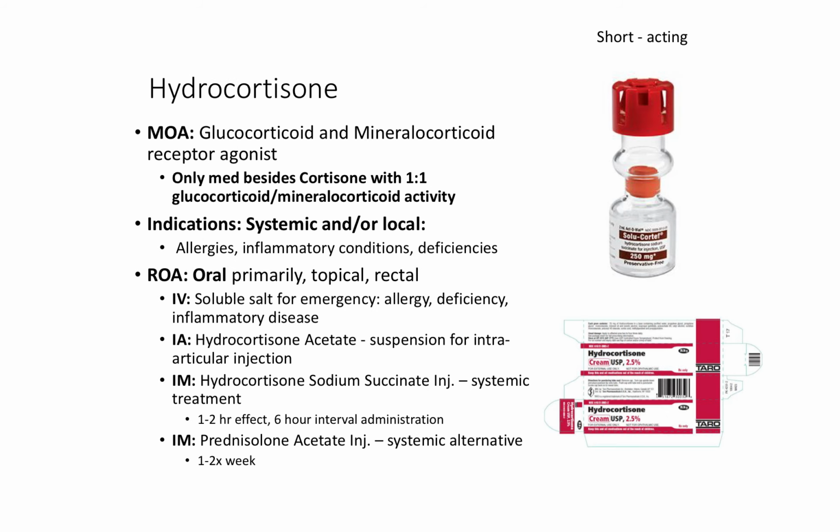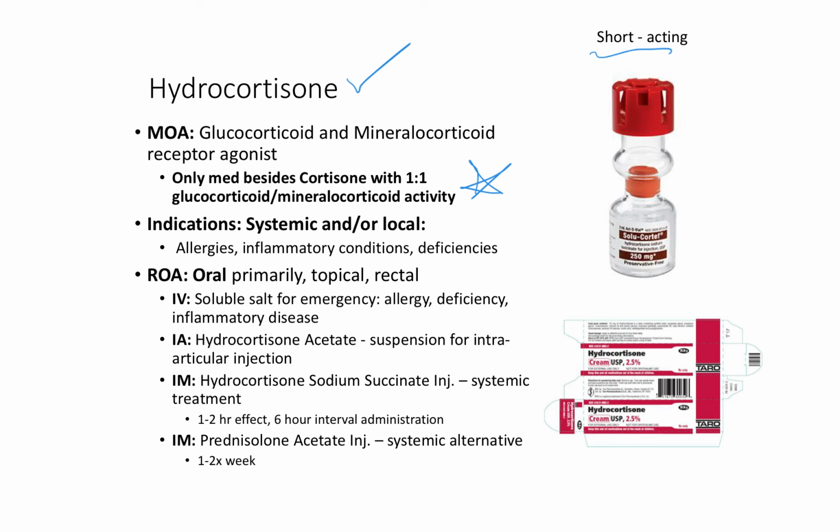So going through those medications that were on the table that I showed you before, let's talk about drugs that are used as glucocorticoid and mineralocorticoid agonists first. We'll start with hydrocortisone. And remember, hydrocortisone is the closest to cortisone, which is the precursor to cortisol in our body natively. This is a short-acting compound, and the way that it works is it binds to both glucocorticoid and mineralocorticoid receptors. This, besides our cortisone, is the only medication with that one-to-one activity.